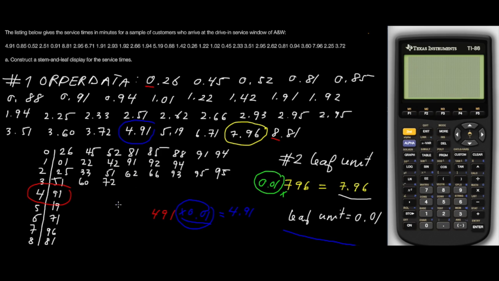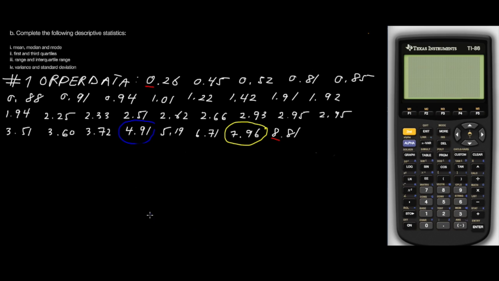So now part B asks us to complete the following descriptive statistics. Question 1, they want the mean, the median, and the mode. Question 2, the first and third quartiles. Question 3, the range and interquartile range. And finally, in point 4, they want the variance and the standard deviation. So let's get started with the mean, the median, and the mode.